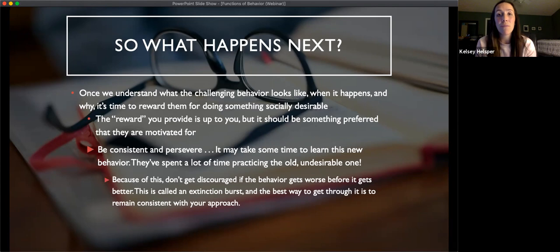We term that an extinction burst. Extinction means they are not getting reinforcement for that behavior anymore. It's on extinction. So the best way to get through it is to just remain consistent with your approach, and hopefully, soon and over time, you will see that that behavior starts to decrease.